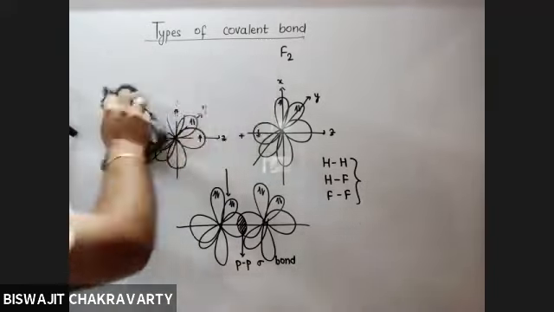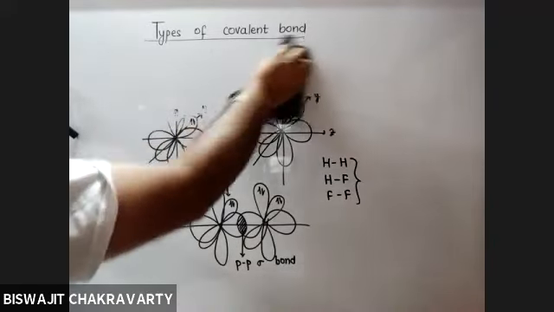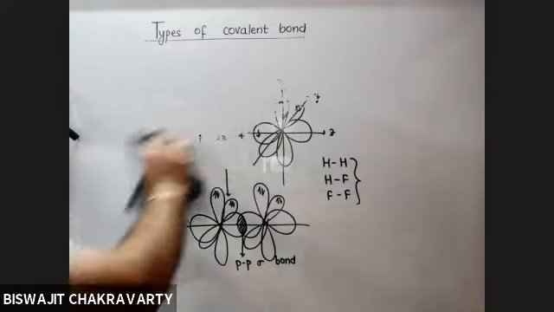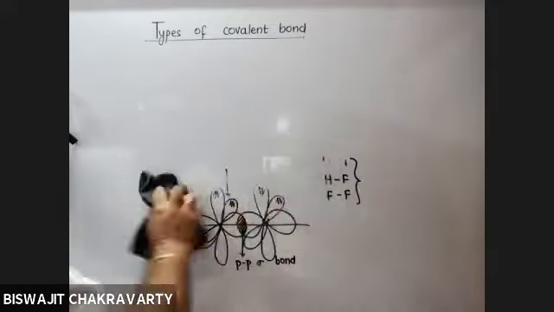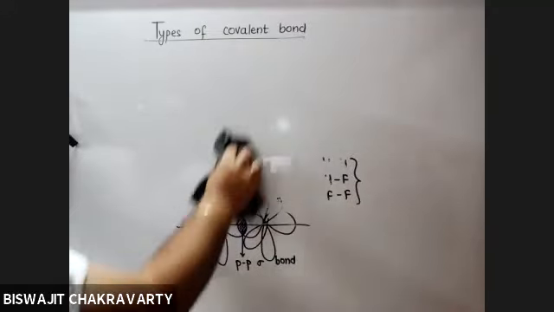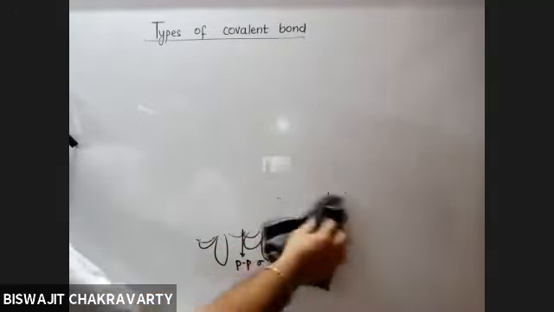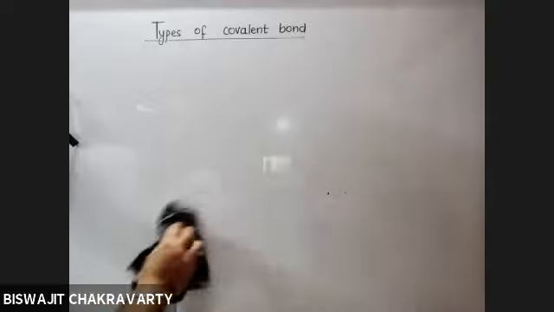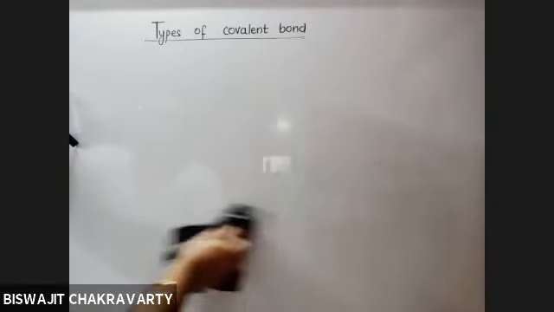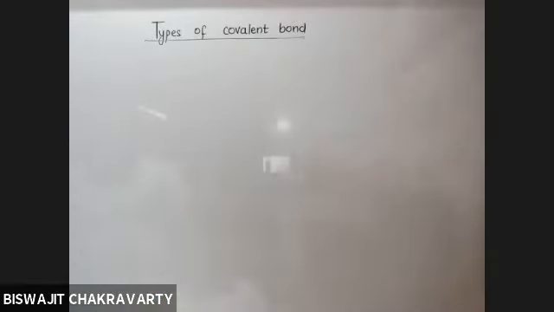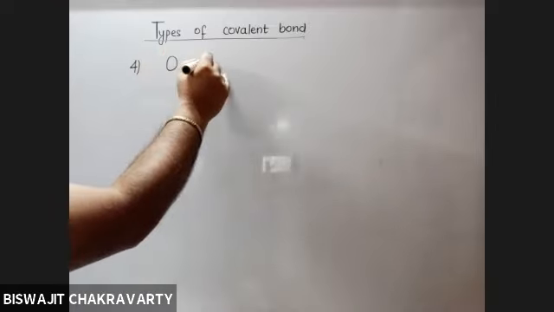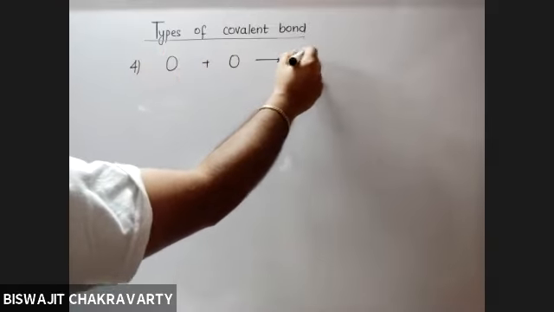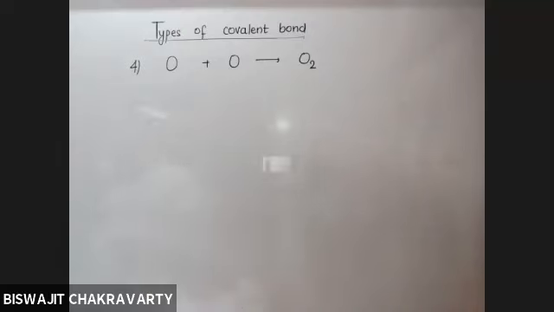Now we move on to the fourth example, where we will come across a different type of overlapping, and we will call that type of overlapping a pi bond. So when is the pi bond formed? Let us try to understand that. So let me take the example of oxygen overlapping with oxygen to form an oxygen molecule.